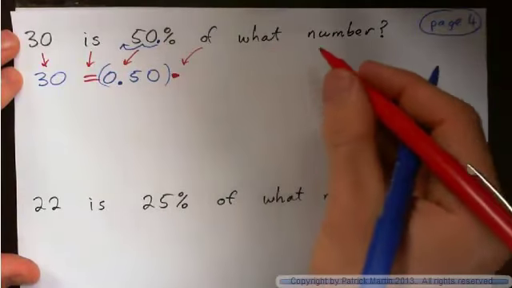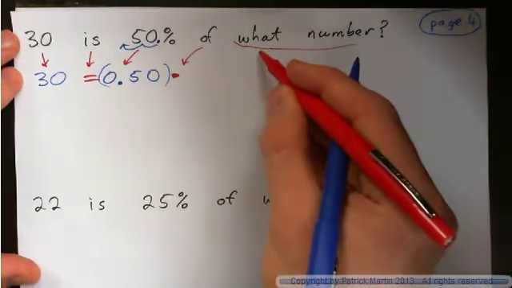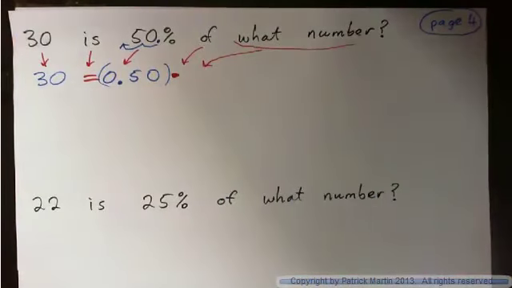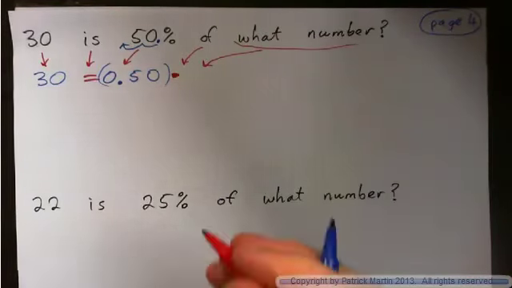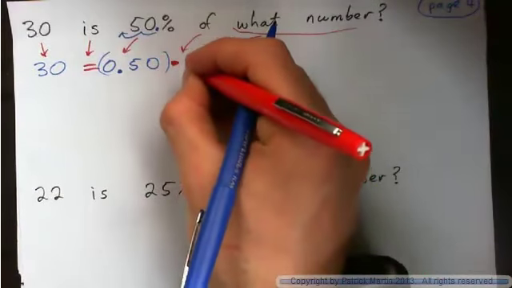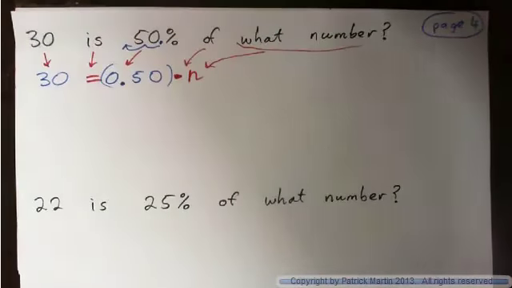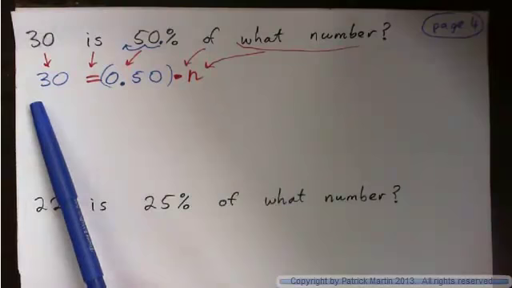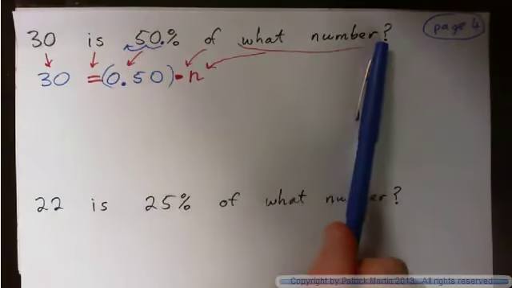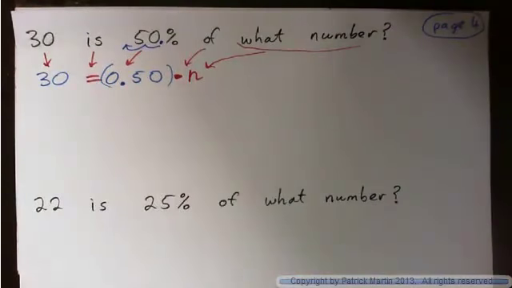What number? What am I going to do with this? What number? Just stick a letter in there. It could be any letter, right? I guess when people are looking for a number, they often like to use the letter N. But you could also use X or A or B or C or whatever. But I guess I'll just use N. So anyway, for the number. So 30 is 50% of what number? We've turned this sentence into an equation. Now we can solve it.